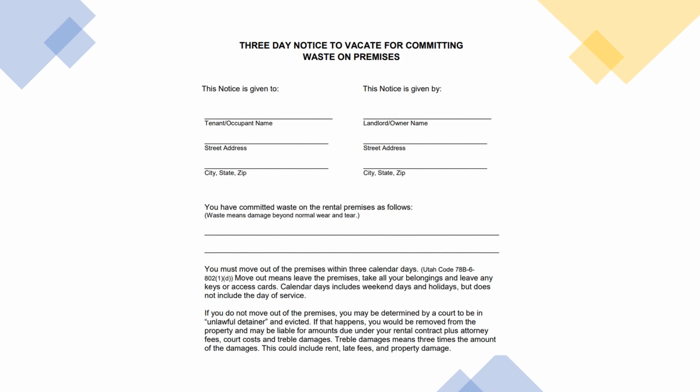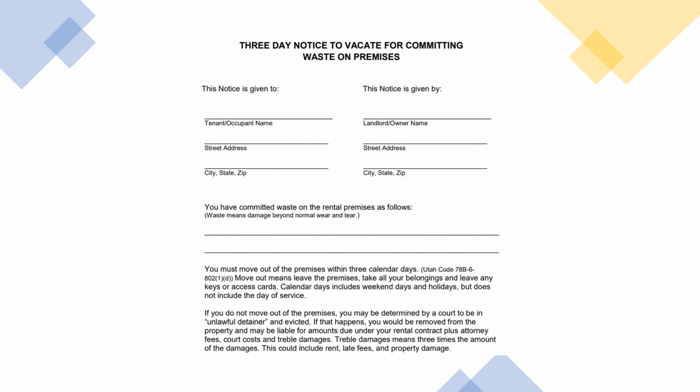A 3-day notice to vacate for committing waste on the premises is another 3 calendar day notice. You may be thinking, well, what is waste? Waste is harm to the residents. It can be physical harm, failure to maintain the property, or a failure to do something that the tenant has said that they would do. Some situations may arise, like a failure to pay taxes, if that's something you've agreed to under the lease that a tenant will do.